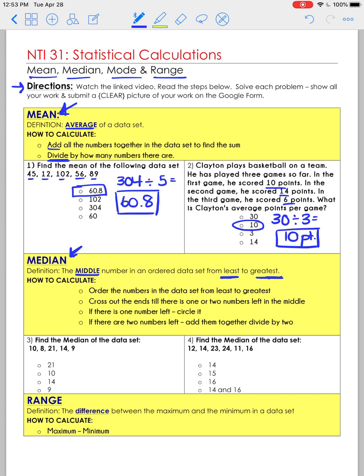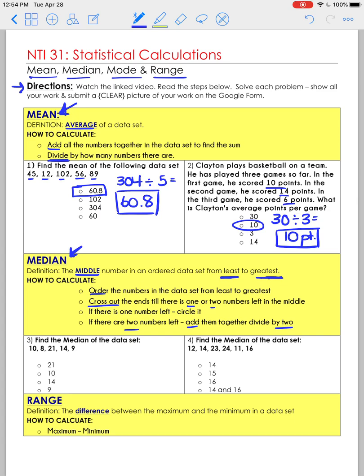So our steps, the first one is to order the numbers in the data set from least to greatest. Then we're going to cross out the ends until there's 1 or 2 numbers left in the middle. If there's 1 number, we're just going to circle it because that's our median. If there are 2 numbers, we're going to add them together and divide by 2. So we're just trying to find the middle number.